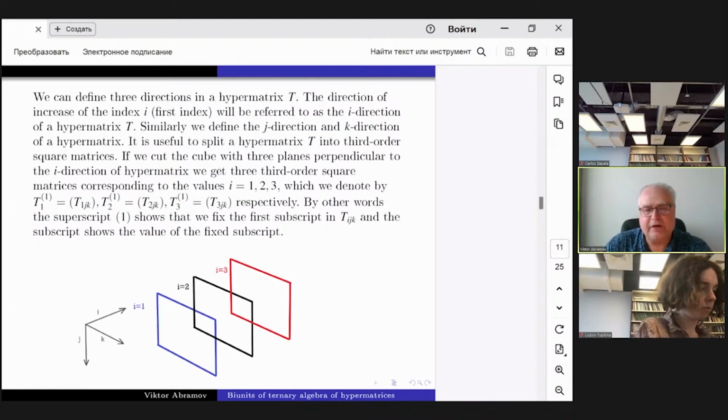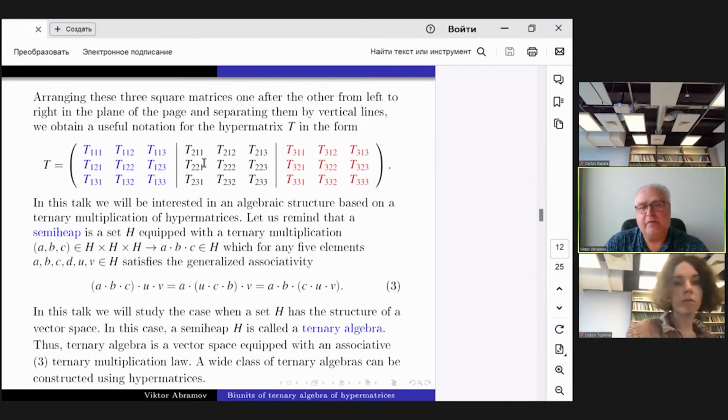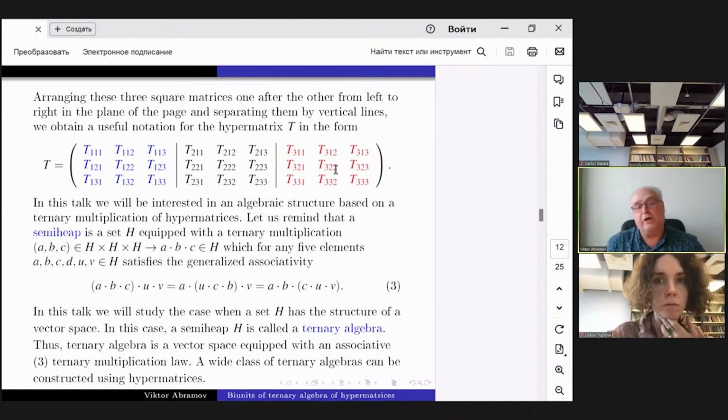So the blue one will be this. Then this black one and this. So here I have all entries of this hypermatrix. So now in this talk I will be interested in algebraic structure based on a ternary multiplication.